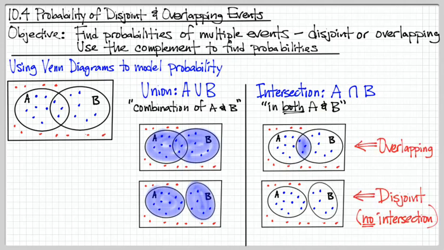So we have names for these two types of things. We call the top type overlapping events A and B, because there is overlap. There are these three here that overlap. And then in the bottom case here, we call these events A and B disjoint, meaning there are no intersection outcomes between the two.